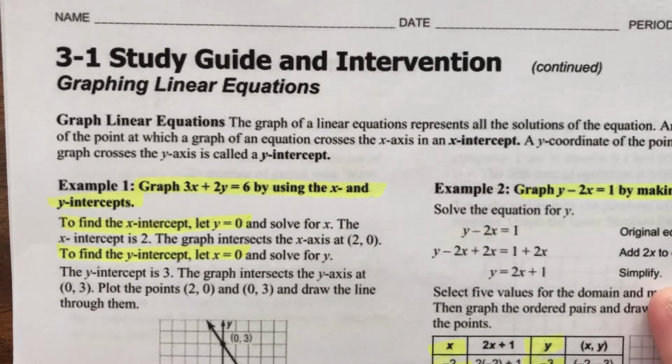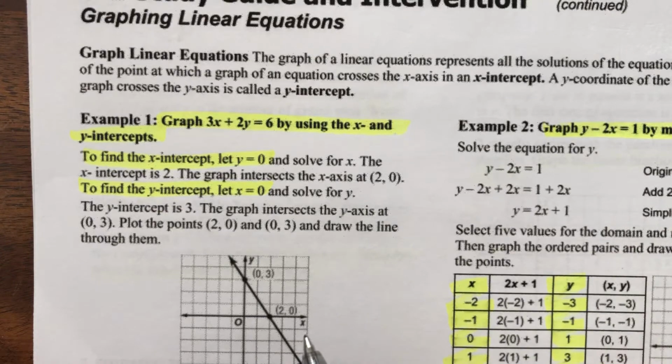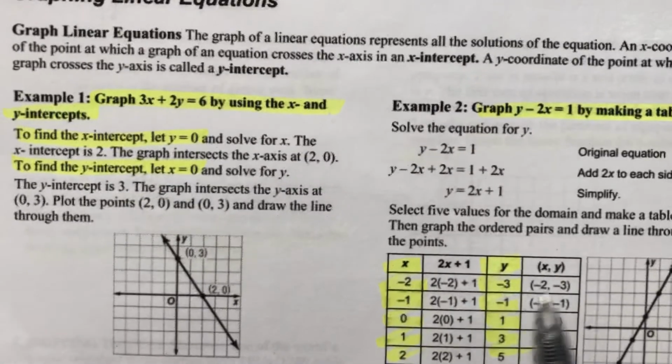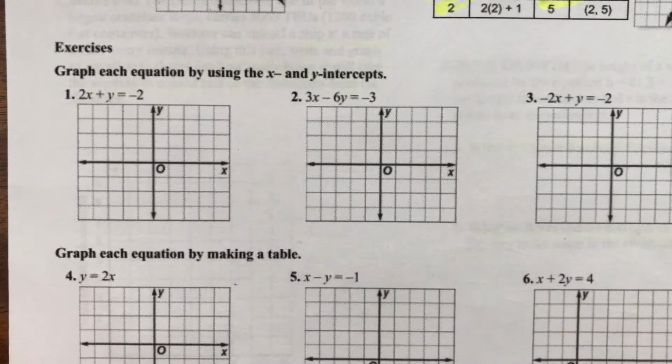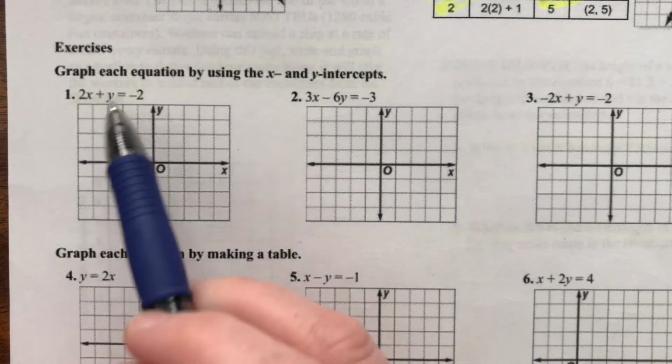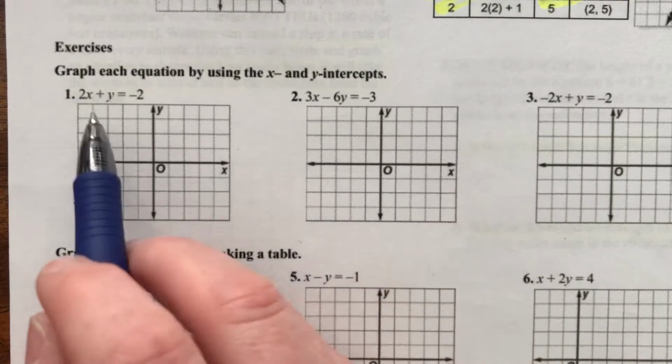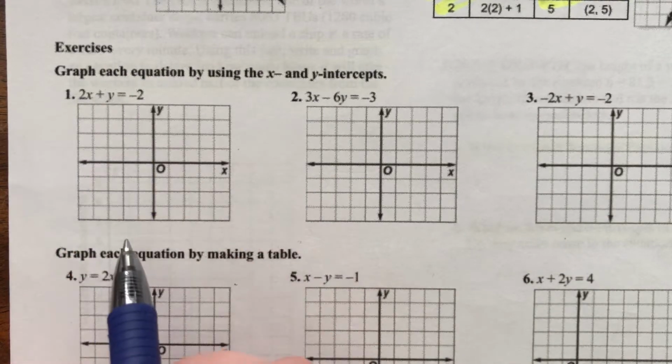That's it. Okay, so let's do a few examples. Then we'll come back up here to the table. So we've got 3 examples here. Graph each equation by using the x and the y intercepts. We have 2x plus y equals -2.